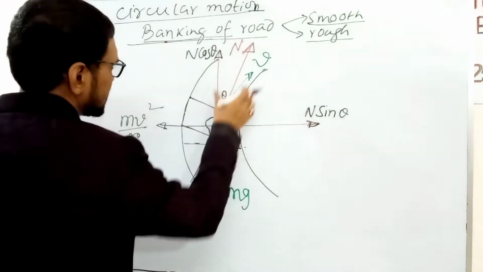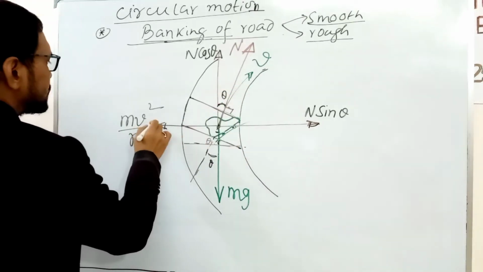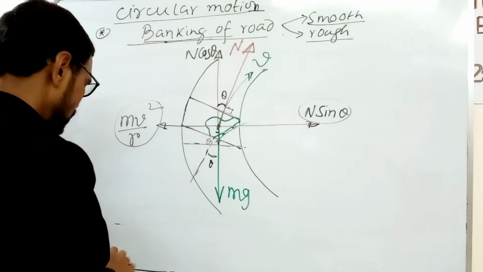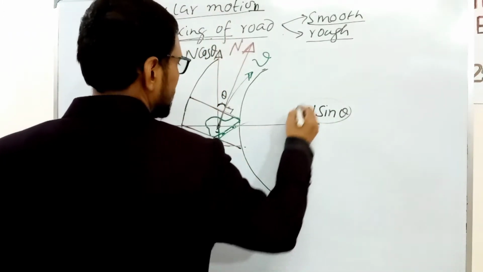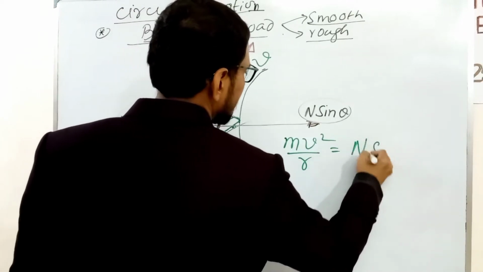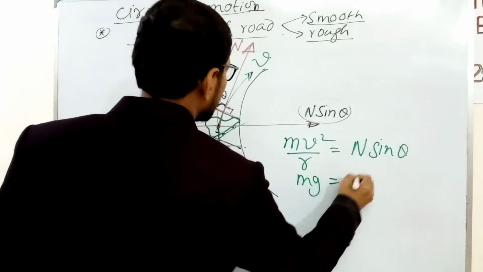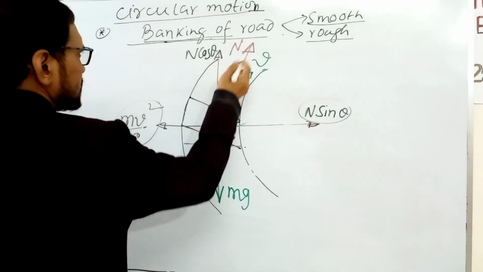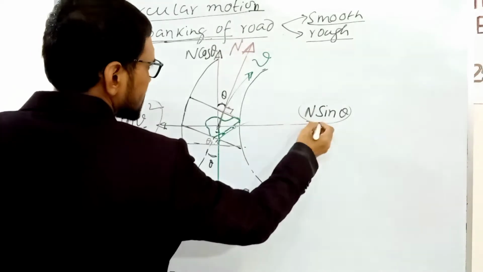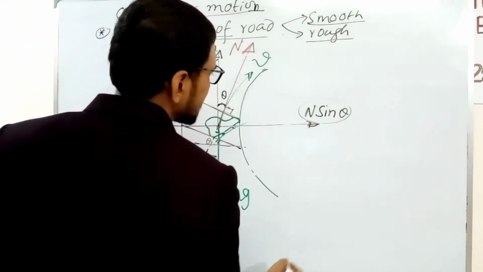So to balance the car for safe turning, this force must be equal to this force. So mv square by r should be equal to N sin theta, and mg should be equal to N cos theta. The component of N along this direction is N cos theta, and the component of N along this direction is N sin theta. Now, here this force provides the necessary centripetal force.